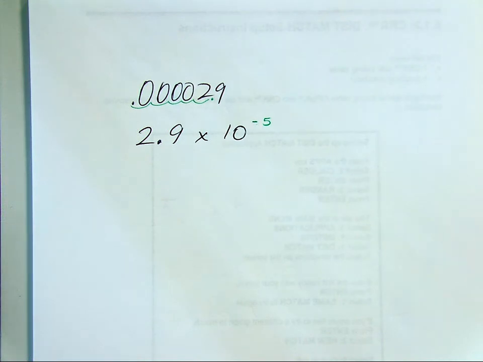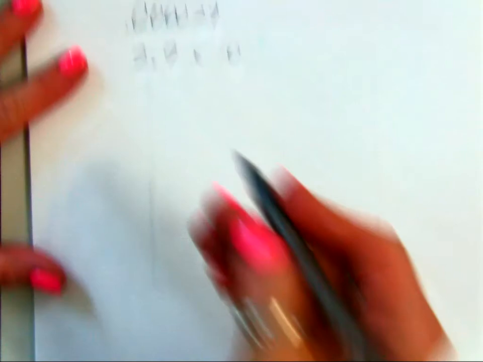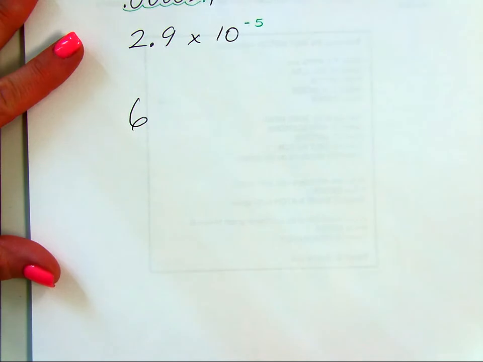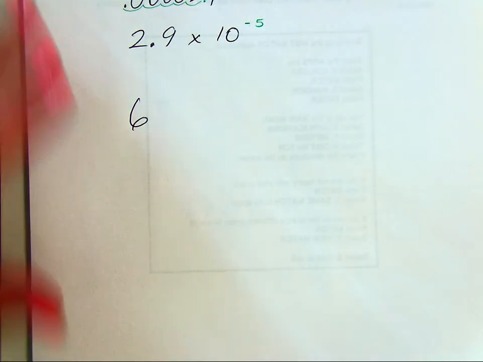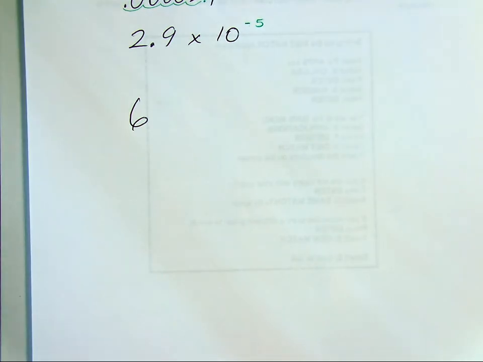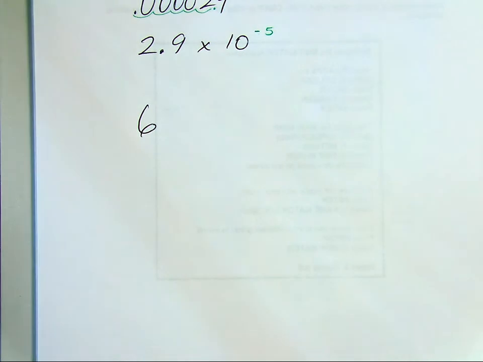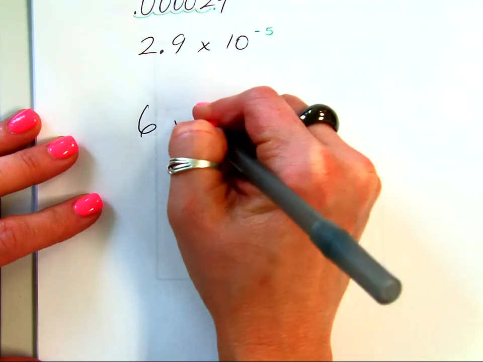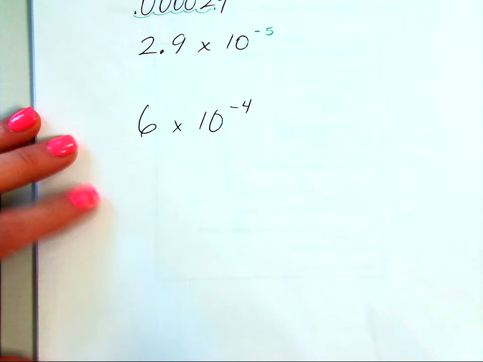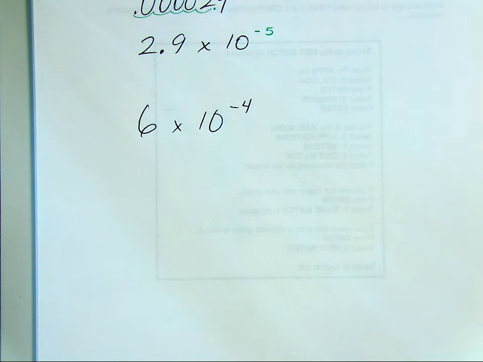Okay. So what if I asked you to do, now let's go back to this problem right here. Let's take 6 times 10 to the 8th. Now we're going to go back the other way. I'm going to give you scientific notation and ask you to put it in standard form. This one's a little trickier because there is no decimal.